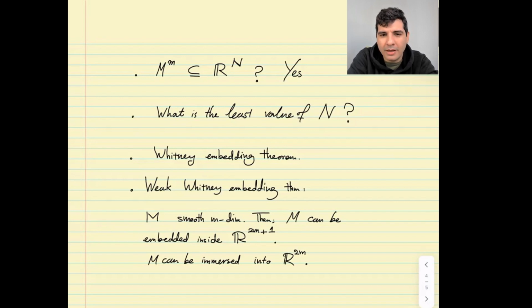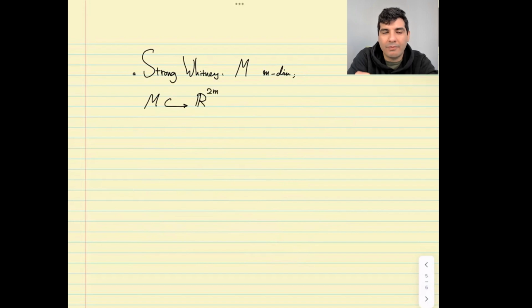Now, why do we call it weak? Because there's a way to make the statement better. There's a way to make a better bound on the Euclidean space, and it's called the strong Whitney embedding theorem. So the strong version of the Whitney embedding theorem is quite similar. It says M, a smooth M-dimensional manifold, can be embedded inside, where rather than R^(2M+1), it says R^(2M). So in fact, it is true that you can embed it into R^(2M), and it can be immersed into R^(2M-1). So here the dimensions are better.